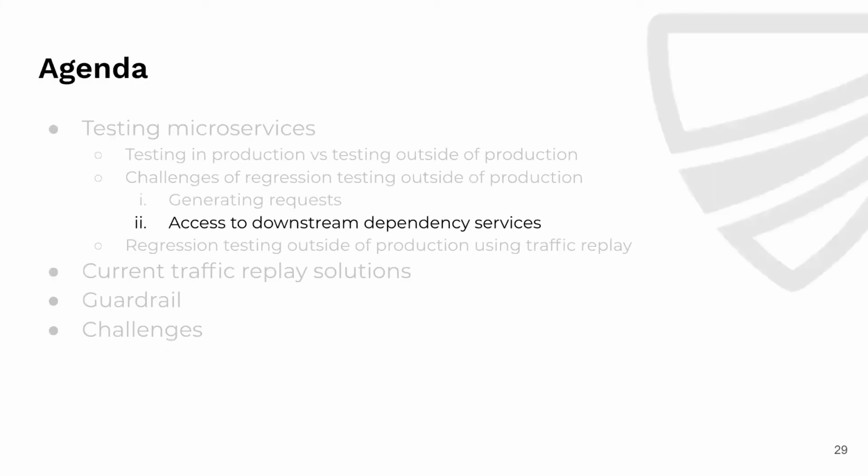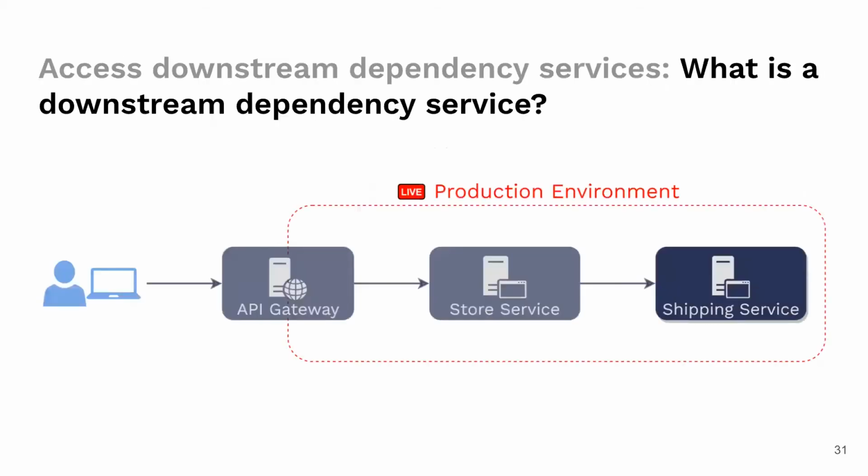The second challenge that arises from doing regression tests outside of production is making downstream dependency services available to the service under test. And this is what we mean by a downstream dependency service. If we return to Aaron's e-commerce store, you'll notice the shipping service needs to be available to the store service in order for the store service to handle its traffic. In this case, we refer to the shipping service as a downstream dependency of the store service.